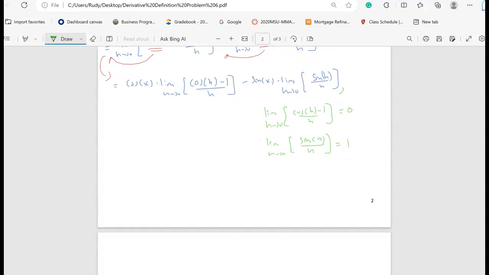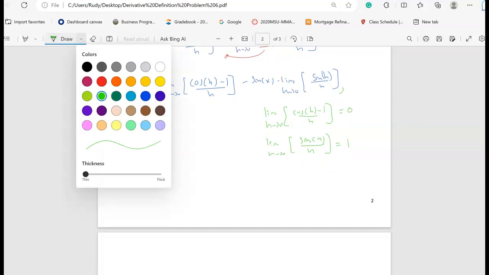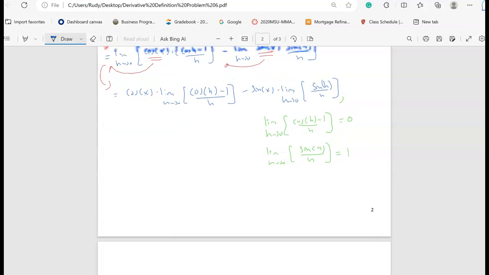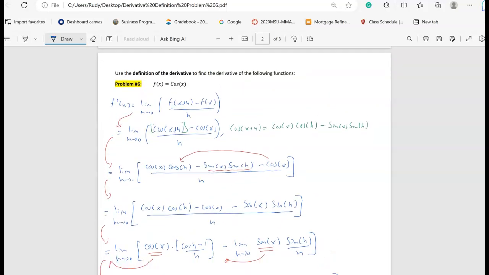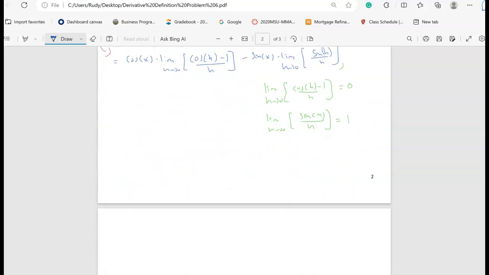And then at this point, let me rewrite the entire expression. I'm just going to start from where we left off, f prime of x. So I'm just going to say that f prime of x is equal to the cosine of x times 0 minus the sine of x times the value of 1.